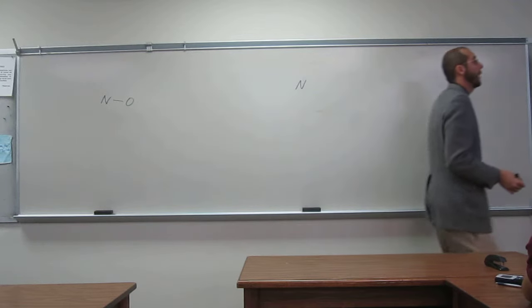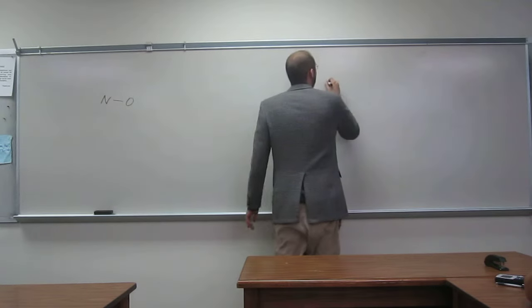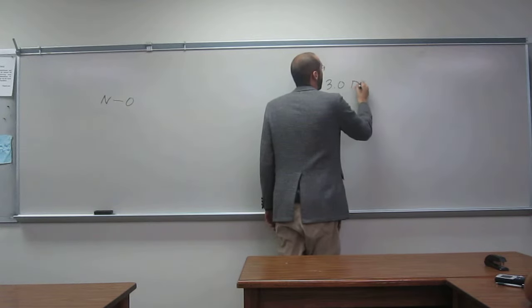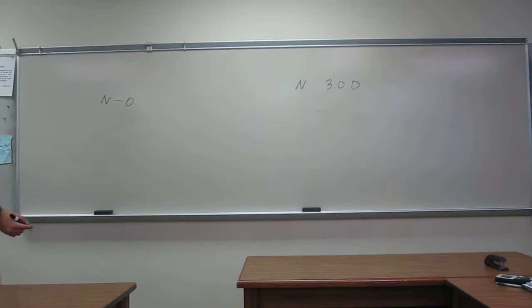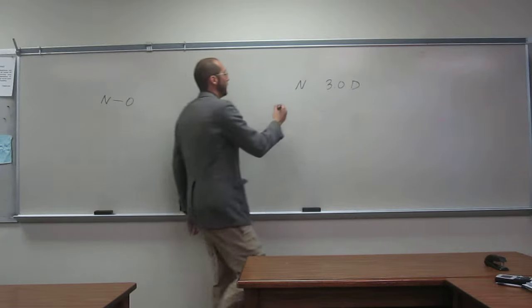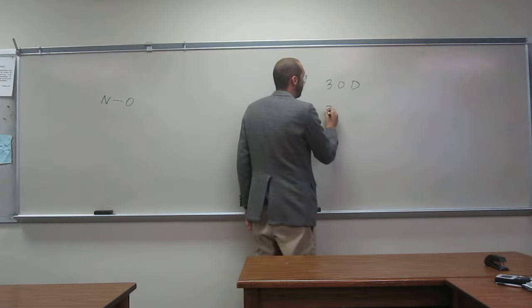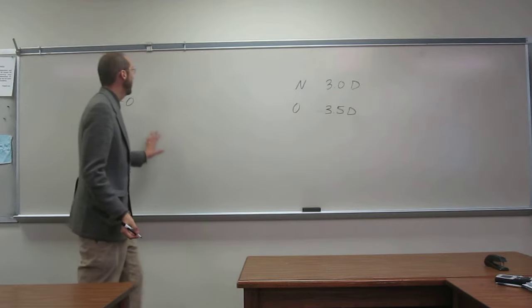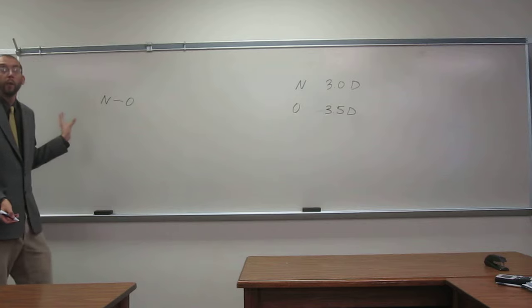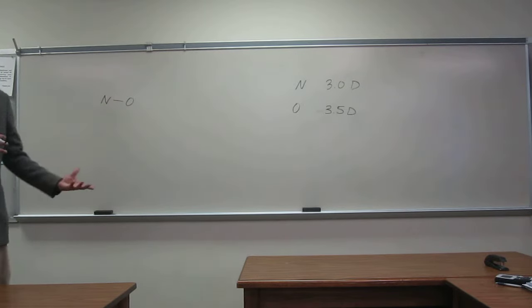So nitrogen up here is what? Can you guys see that? 3.0, okay? And it's 3.0 divides, capital D, another capital D for you guys. And oxygen is what? 3.5 divides.